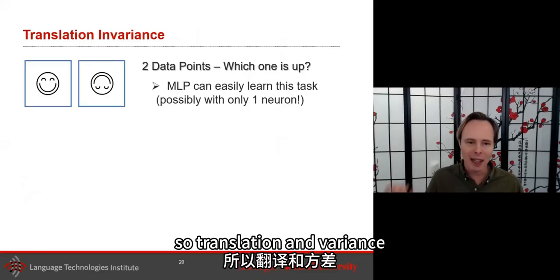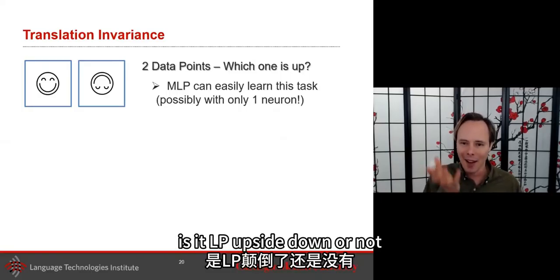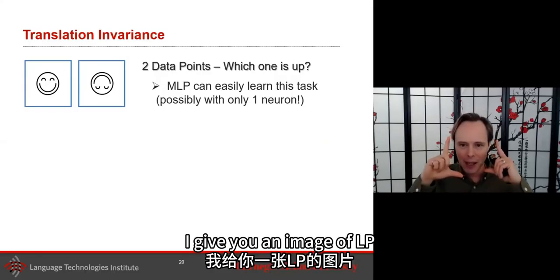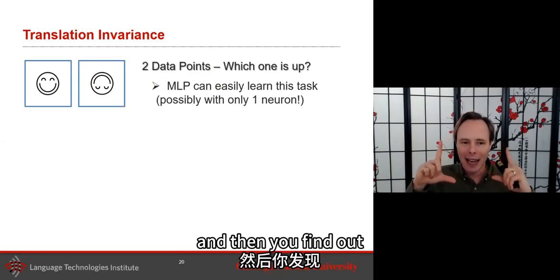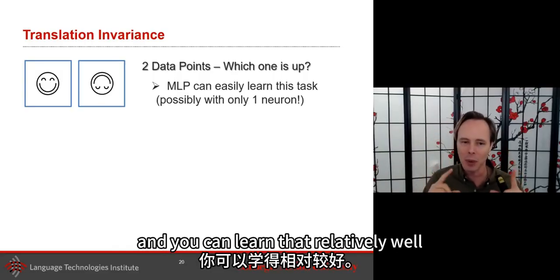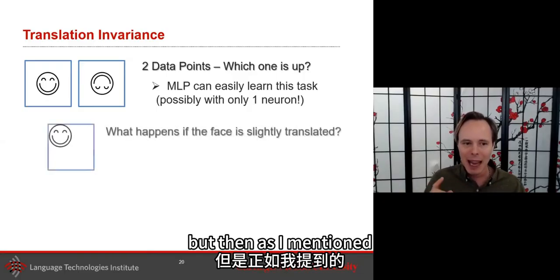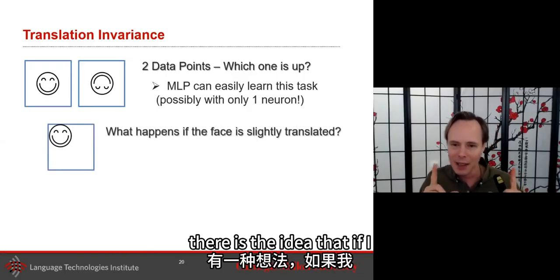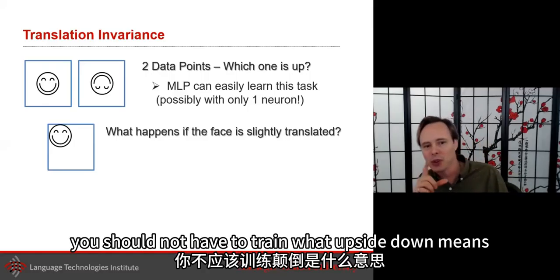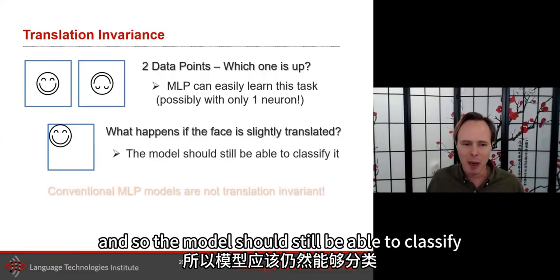So translation invariance, I already gave you an example, but if you want to detect whether it is LP upside down or not, you can do that. I give you an image of LP, and you find out, is it an upside down image or not? And you can learn that relatively well with the multi-layer perceptron. Maybe even one neuron may be able to do this task. But then, as I mentioned, if I'm slightly on the right or the left, you want to still be able to recognize. You should not have to train what upside down means in both cases. And so the model should still be able to classify.